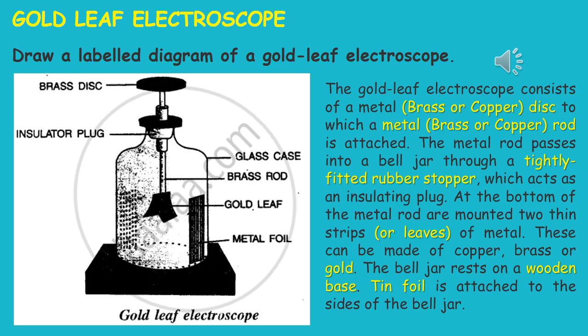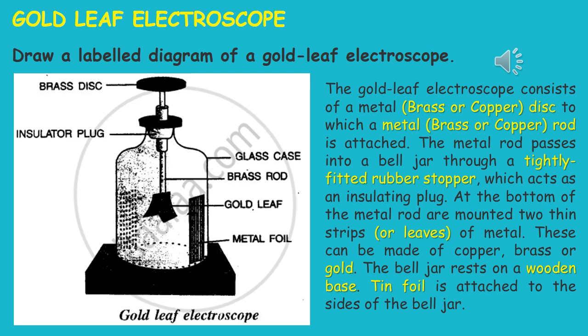Let us discuss the structure of the gold leaf electroscope. You have to learn the drawing of the different parts of the gold leaf electroscope and the labeling also. We have already done this in our activity class during SAC, so it will be easier for you to practice the diagram. Remember, the labeling is very important here.